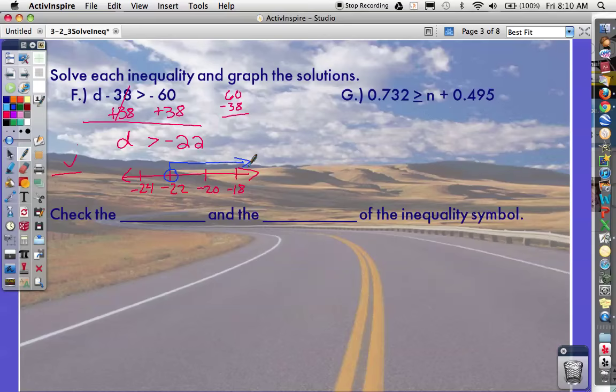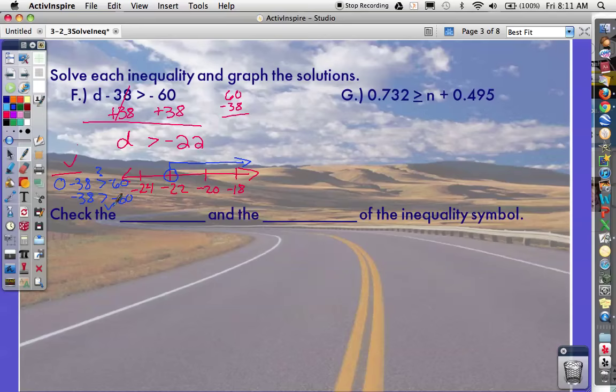Make it easy, guys. Don't work harder than you need to. What's an easy number that's in that solution set? 0. So if I plug in 0 minus 38, I want to know, is that greater than negative 60? Well, negative 38 is a larger number than negative 60, so that does check out.